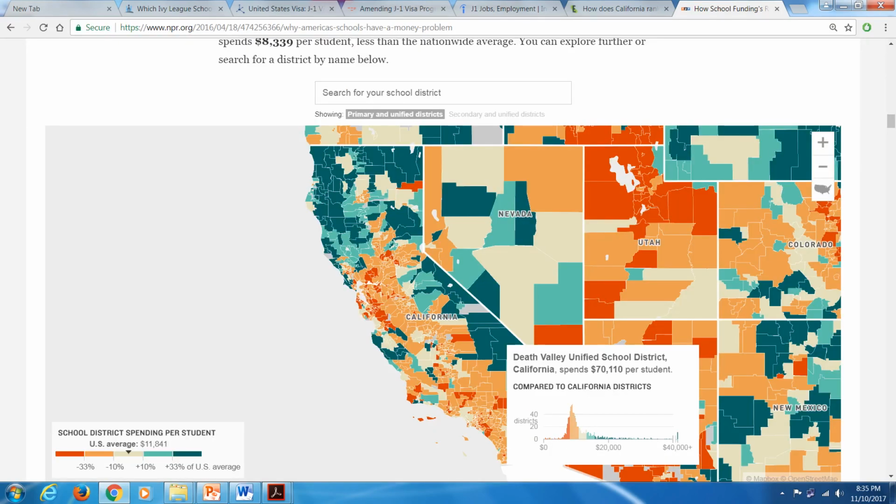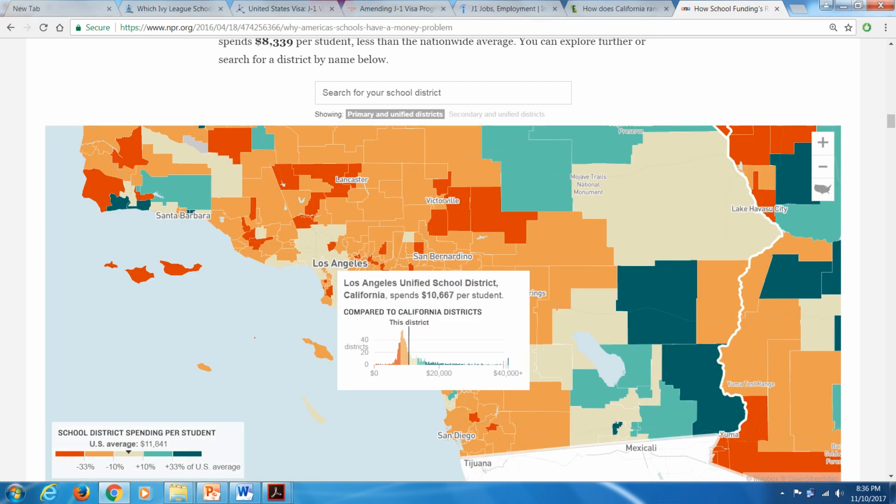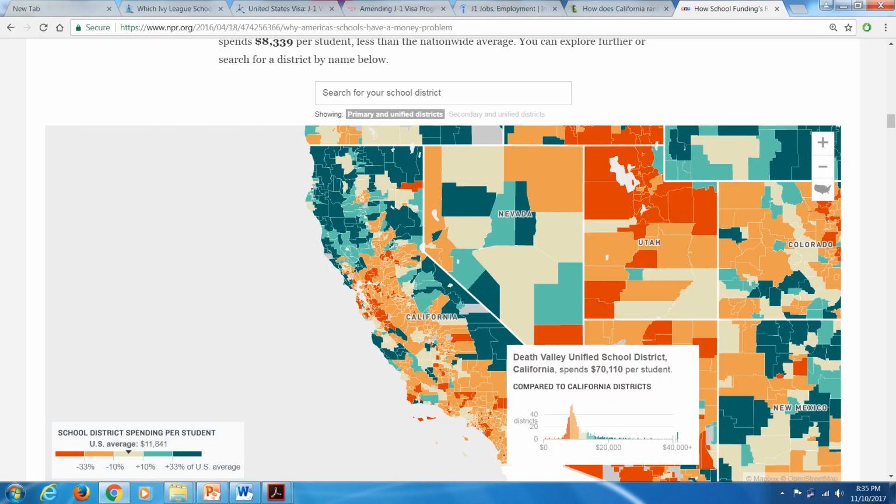Now, this I got from a very nice tracking tool available on npr.org, which looks at different school districts in the state of California, or actually it's a nationwide tool, like Death Valley Unified School District. It spends $70,000 per student because, again, going back to the population density, versus LA Unified at around $11,000 per student. So now you can imagine that if you have some illegal students going to school in Death Valley Unified School District, how much it is costing the school district over there.